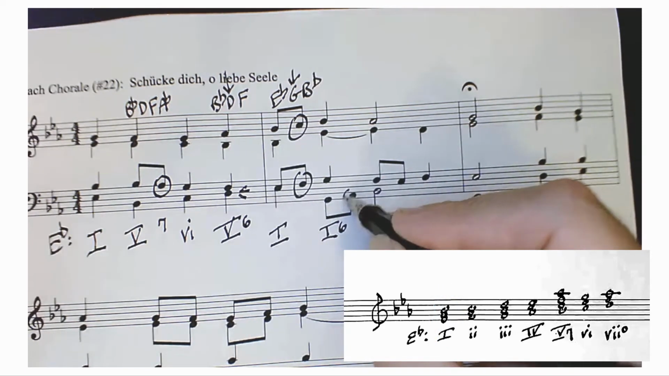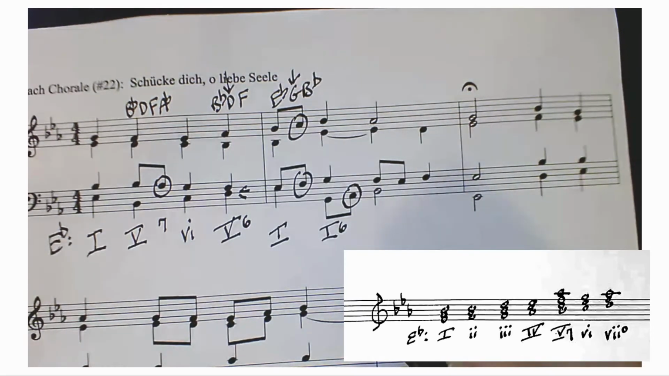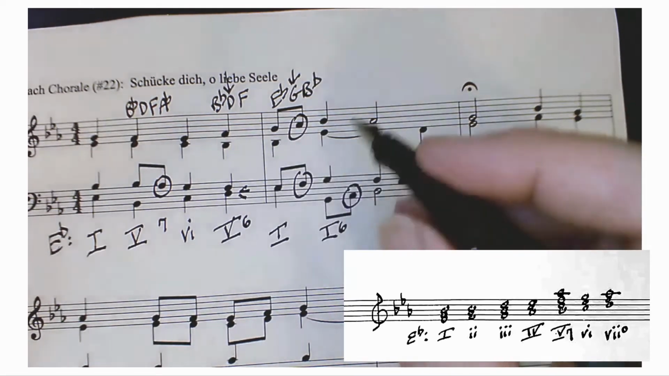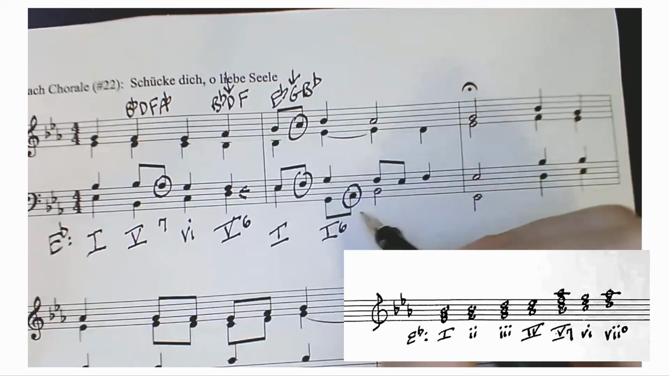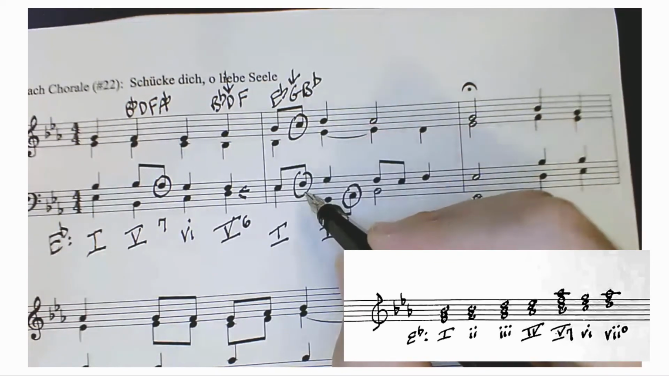And I'm going to circle this note. The reason I'm circling those notes is because they don't seem to fit my analysis, right? I mean, we've got E flat, G, and B flat for both of these chords. That's an A flat, that's an F.